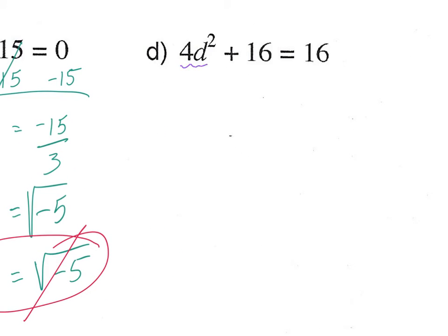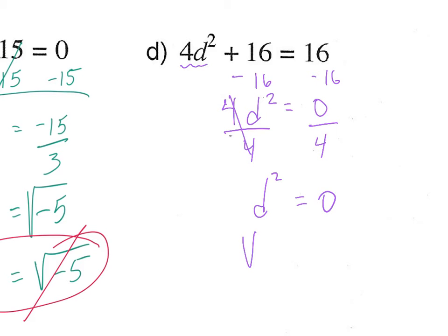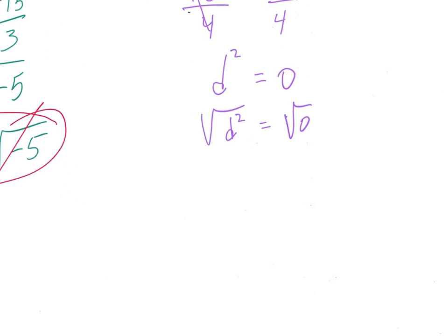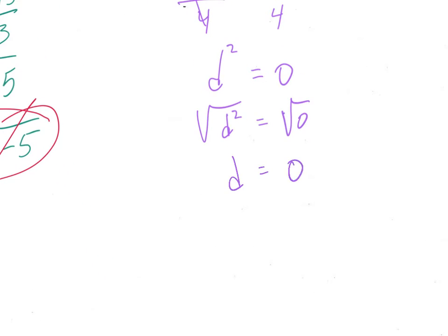Again, isolating the term with the variable first. We're going to move 16 over to the other side. And I'm going to have 0, or should I say 4d squared. Divide both sides by 4. And I'm going to get d squared is equal to 0. And again, the square root of d squared equals the square root of 0. Or d is going to just be equal to 0. One solution, because there's only one root of 0, and that's 0.